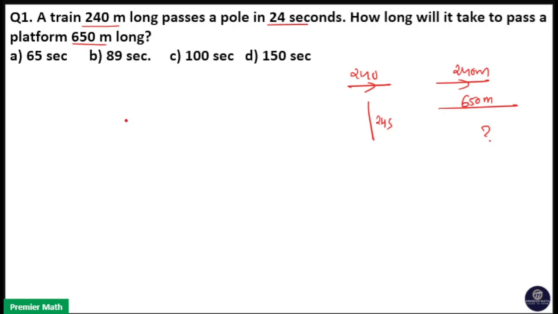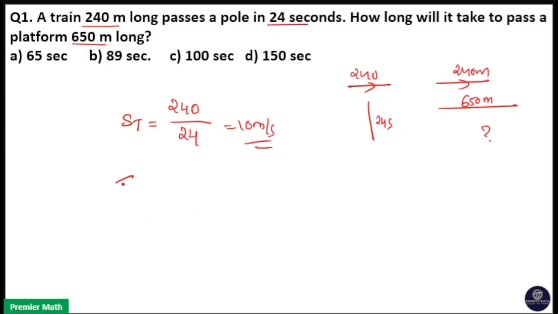Here speed of train is equal to distance by time. Here distance is equal to train length, that is 240 meter. Pole has no distance. So here time is equal to 24. So speed is equal to 10 meter per second.